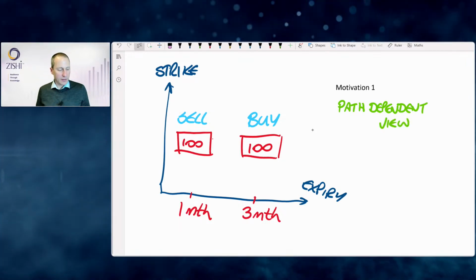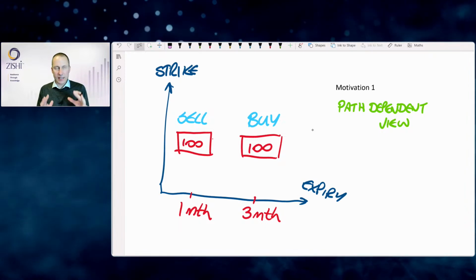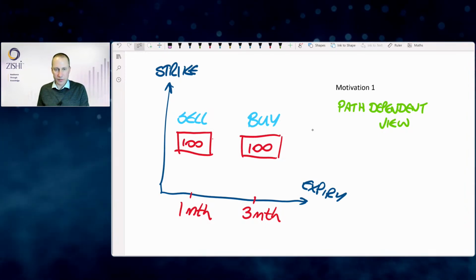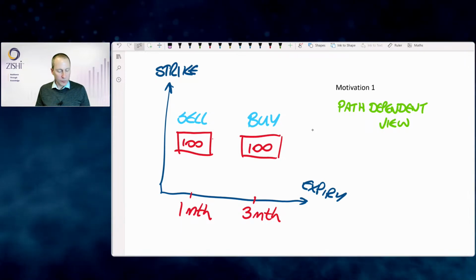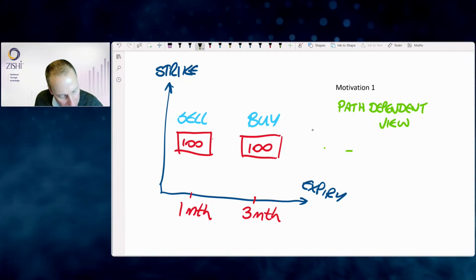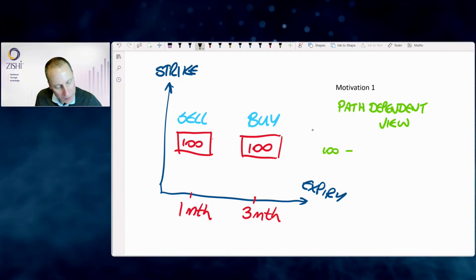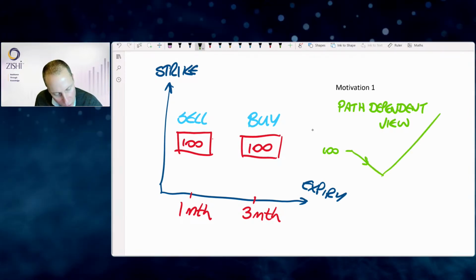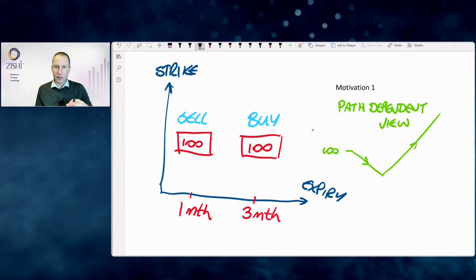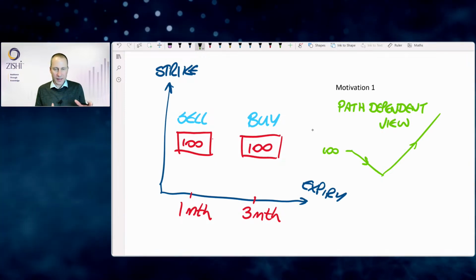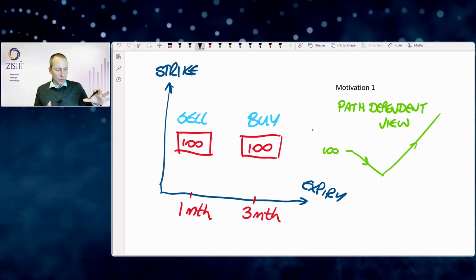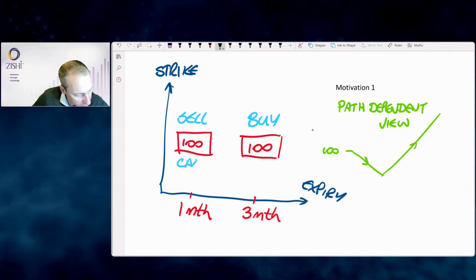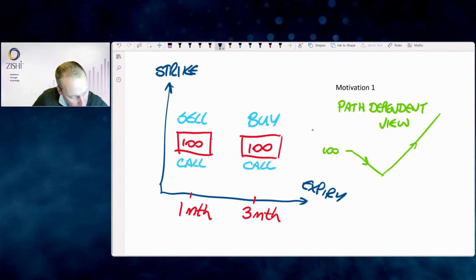And a path dependent view says I have a particular idea of how the stock price will evolve over the next 3 months. For example, let's say it starts at 100 today. If I think it goes down and then up, then I'm quite happy to do the calendar spread this way around, because what I'm really thinking is that 100, let's say these are both calls. So I should make that just like in the call spread example.